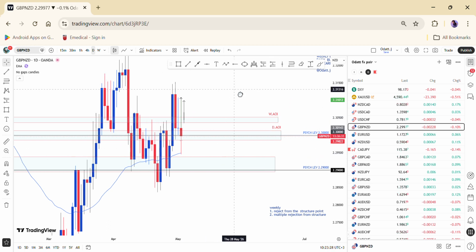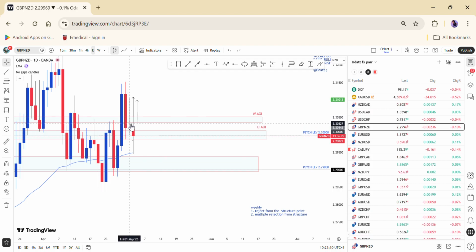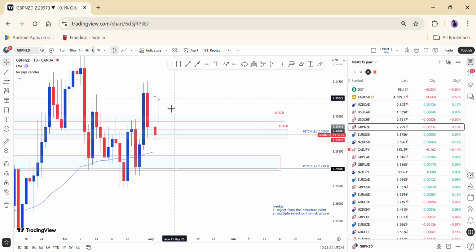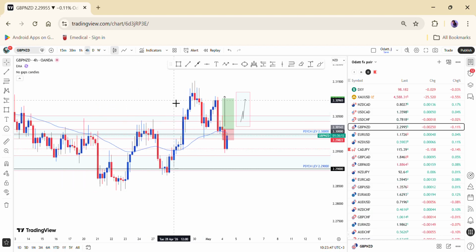Structure point, and also we have this doji, a very strong doji. So we can anticipate this being filled up to this point over here. When you come to the 4H time frame, we are still very bullish. As you can see, we are still very bullish on this trade.